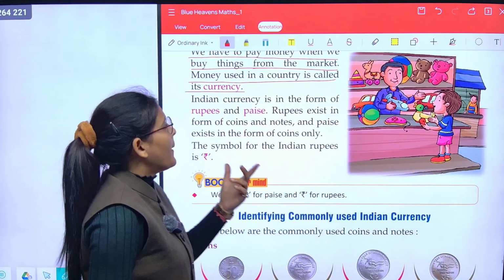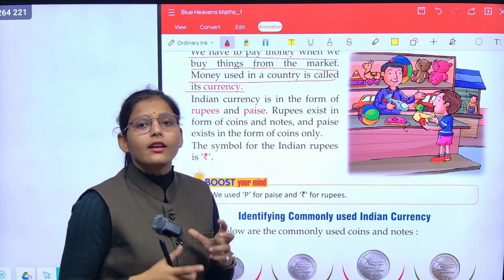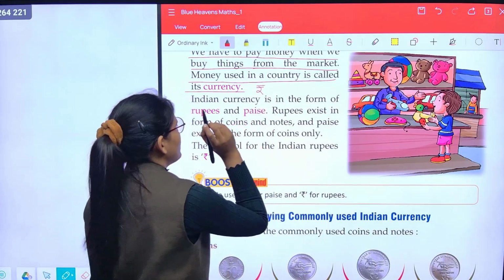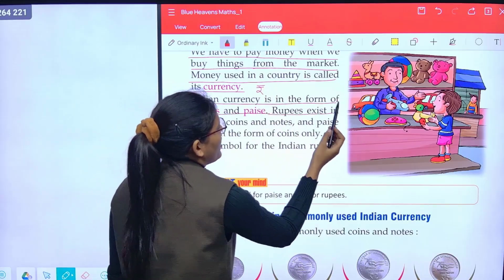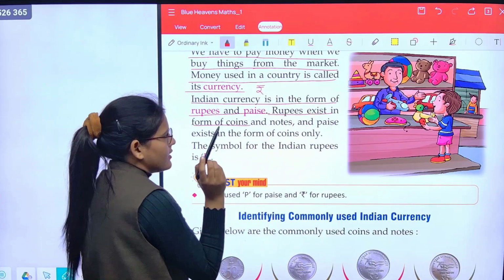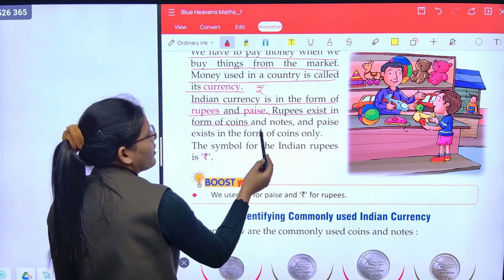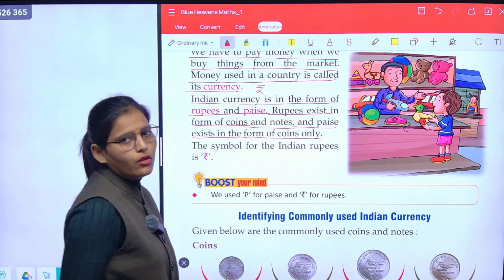जिस कंट्री में जो भी मनी यूज होता है वो करेंसी होती है. Like India की जो currency होती है वो rupees और paise होती है. Indian currency is in the form of rupees and paise. Rupees exist in the form of coins and notes and paise exist in the form of coins only.